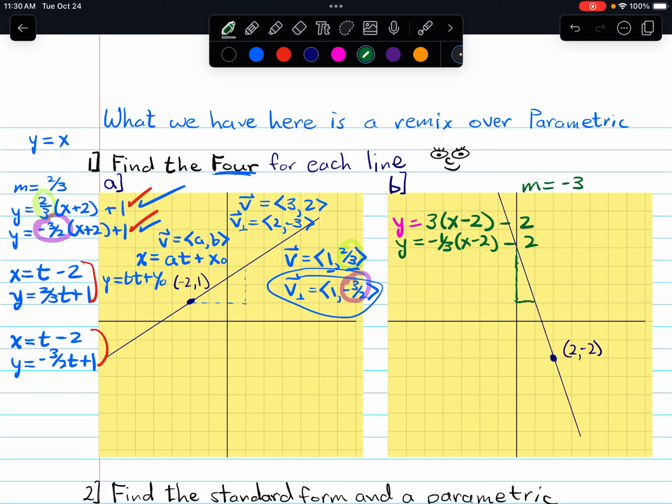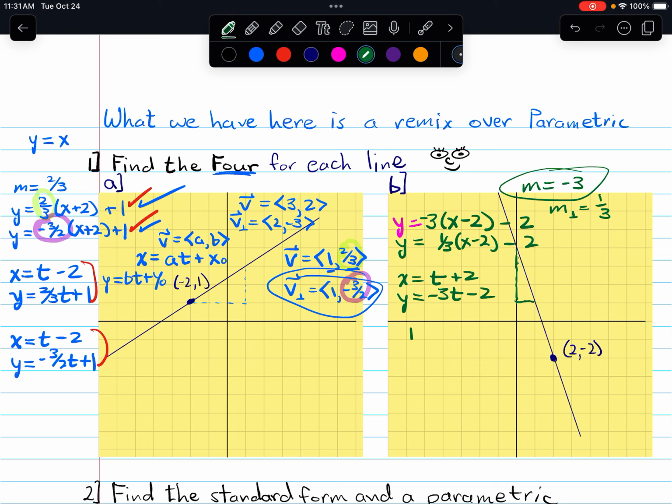Okay? So notice here's the slope, negative 3. The perpendicular slope is going to be 1/3, like that. And actually, this should be a negative 3 here. And this should be a positive 1/3. Got that backwards. Okay. Now, for the parametric, we've got x equals t plus 2, and y is equal to negative 3t minus 2.